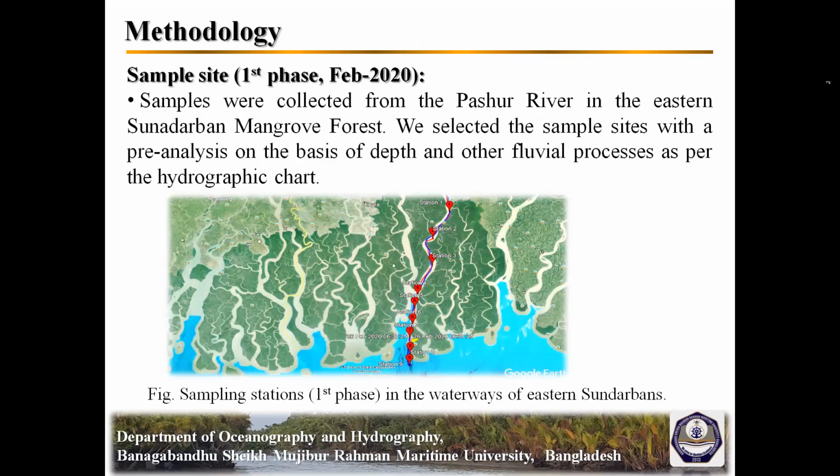Here is the methodology, the sampling sites. This sampling was for the first phase, which was done in February 2020. Samples were collected from the Poshur River in the Eastern Sundarbans mangrove forest. We selected the sample sites with a pre-analysis on the basis of depth and other fluvial processes as per the hydrographic chart. Here you can see the red marked points, a total of 9 stations for first phase sampling in the Poshur River.